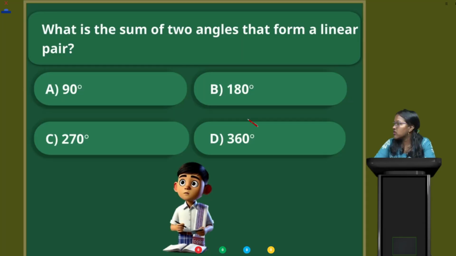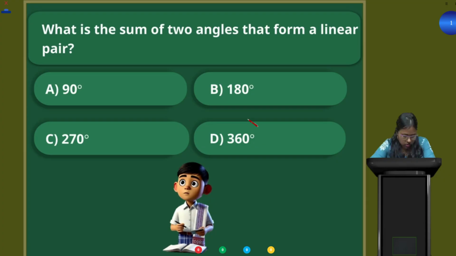Here is one question time for you all. Let's see how many of you are able to answer this question. What is the sum of two angles that form a linear pair? Very easy. I am giving you time. All of you try to answer. Your options are option A 90 degrees, option B 180, option C 270, option D 360 degrees. Which one is correct? For a linear pair, the angle sum must be what?